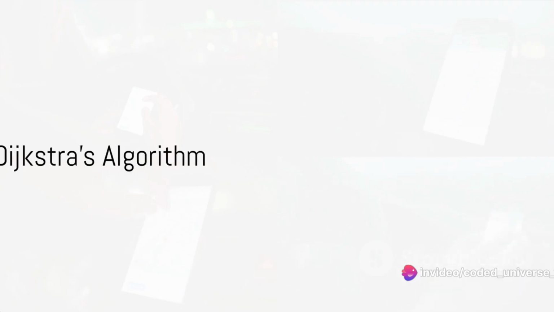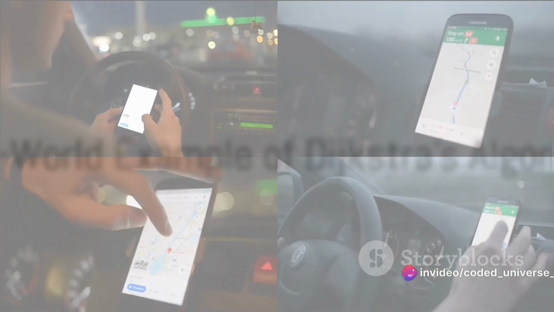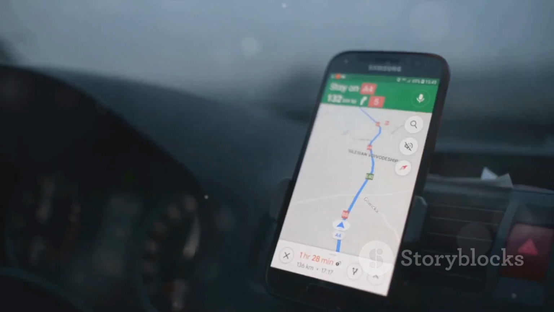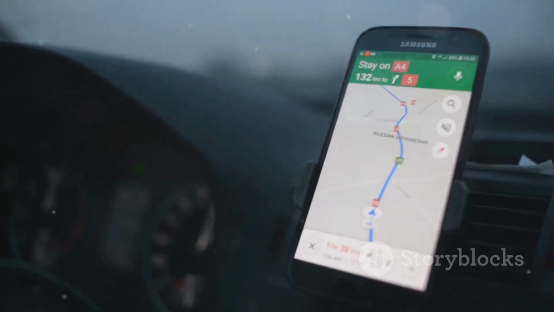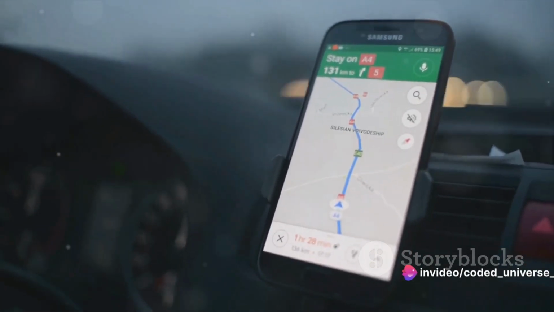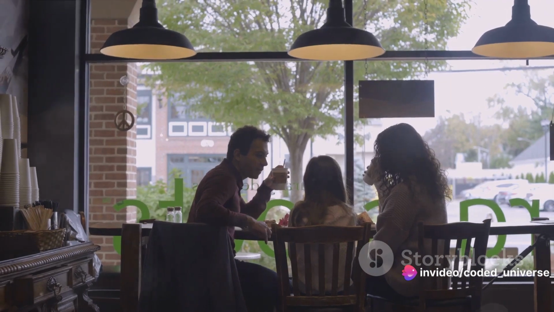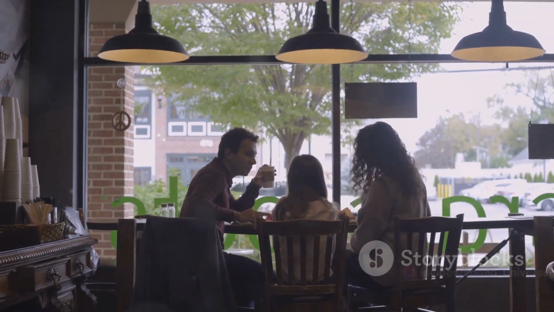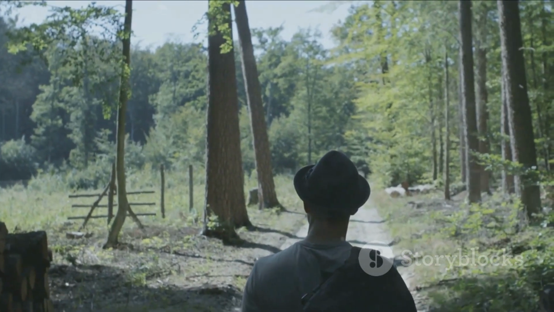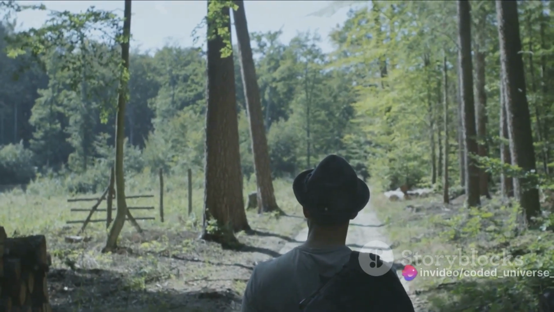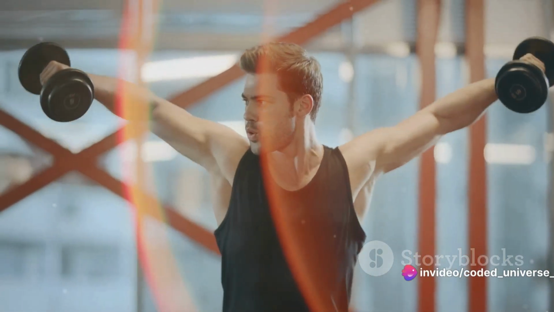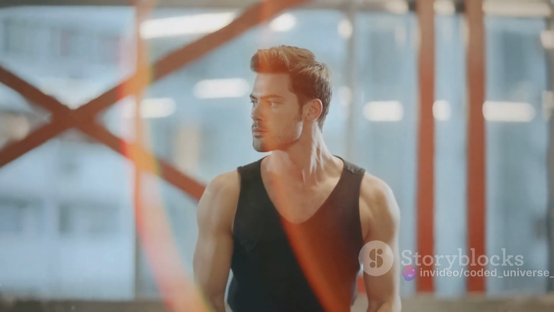Think of Google Maps navigating you through traffic. It uses a concept similar to Dijkstra's to find the fastest route to your destination. Just like you'd want to reach your favorite coffee shop in the least amount of time, Dijkstra's algorithm works in a similar way. It starts at one point, let's say your home, and looks at all possible paths to reach the coffee shop. The algorithm keeps track of the shortest distance found so far and updates it whenever it finds a shorter path. It does this by adding up the weights, which in our case could be the time taken to travel from one point to another.